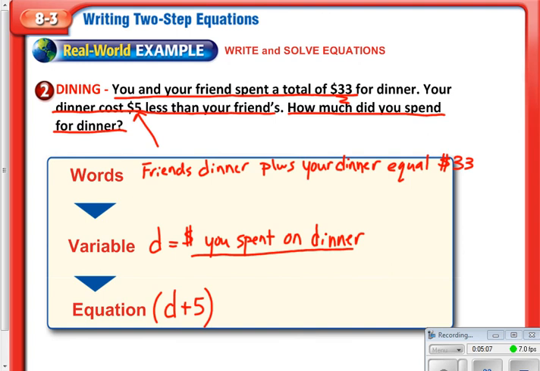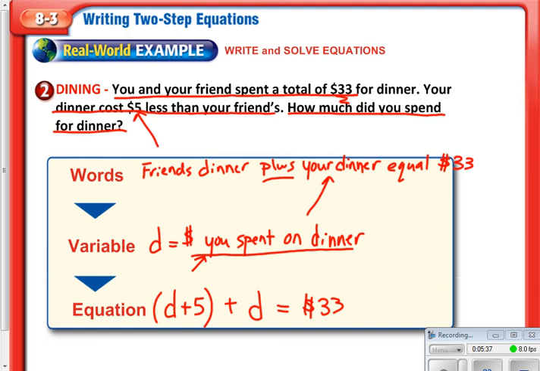Okay, the reason why it's plus $5 is because D represents your dinner, and your dinner was $5 less than, so therefore your friend's dinner has to be $5 more than, so we're going to say D plus 5. Plus, and again, back up with the words here, plus your dinner. Your dinner is represented by D for the variable, and this equals 33 bucks. So now we need to go ahead and solve this here.